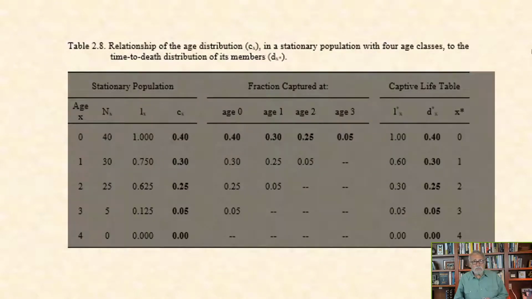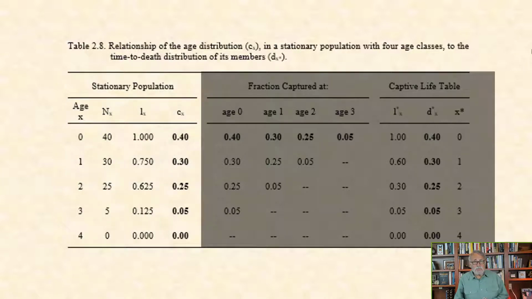Consider this table showing the relationship of the age distribution, denoted CX, in a stationary population with 4 age classes, to the time to death distribution of its members, denoted DX star. I use 3 subtables here to illustrate this identity. The first subtable shows the stationary population with several columns from the now familiar single decrement life table.